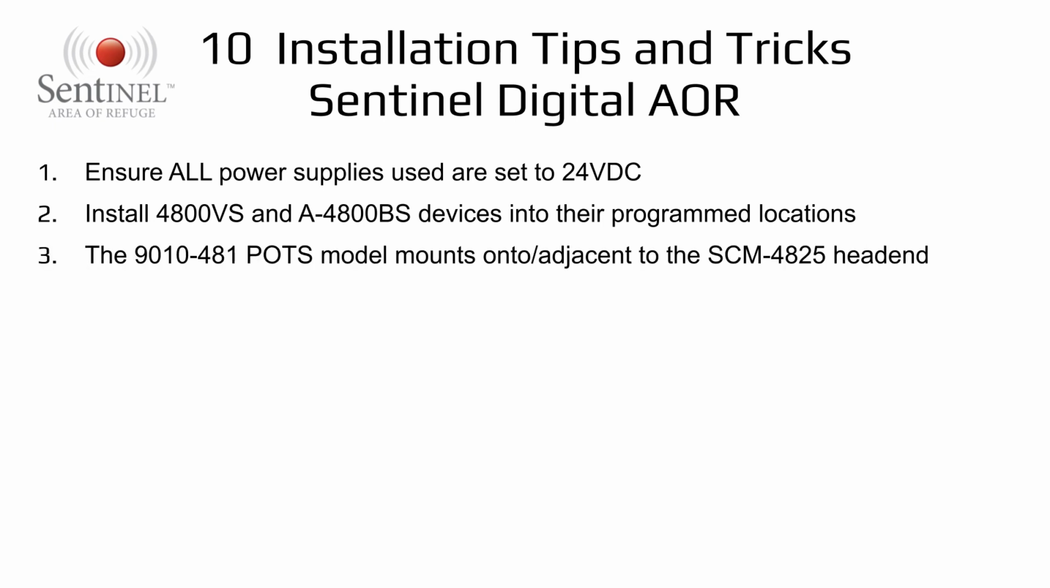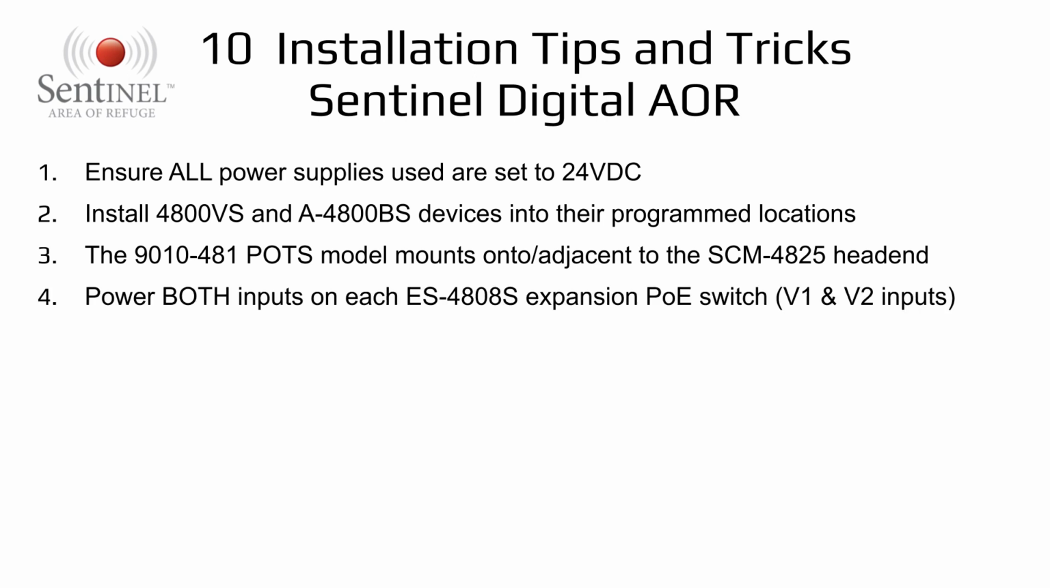Number 3, the POTS analog phone modem, or the 9010-481 modem, mounts onto or adjacent to the main head-end unit, the SCM4825. Number 4, always power both inputs on each of your expansion switch PoE switches. There is a V1 and a V2 input for 24 volts DC. You can jumper V1 positive to V2 positive and V1 negative to V2 negative.